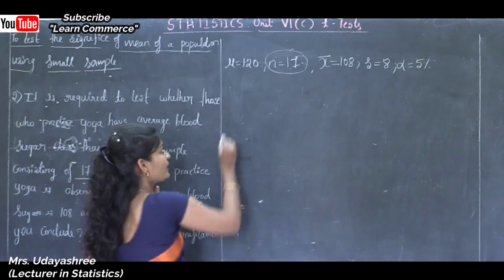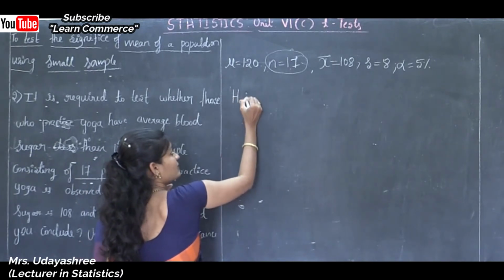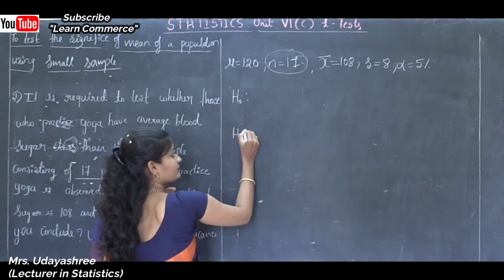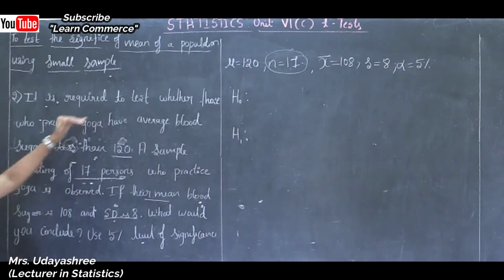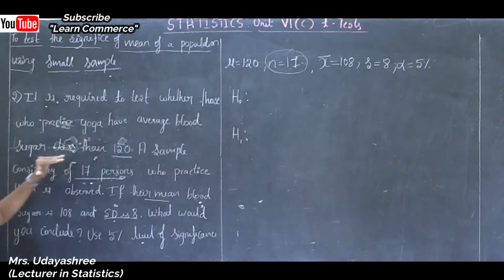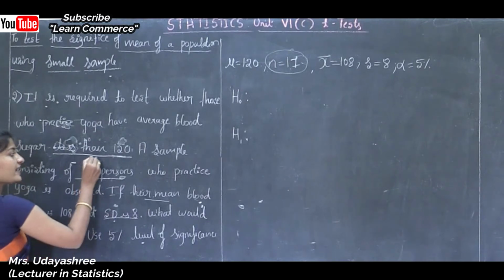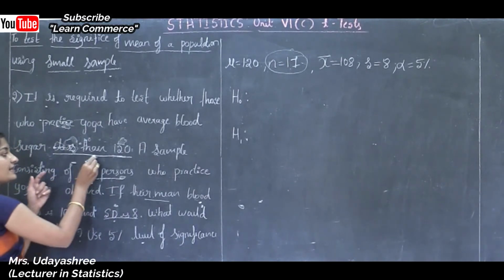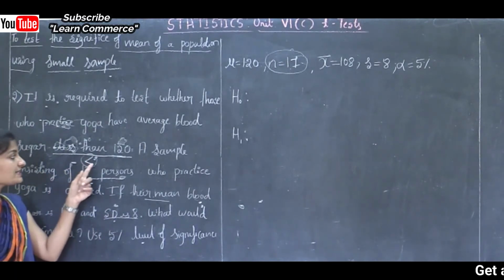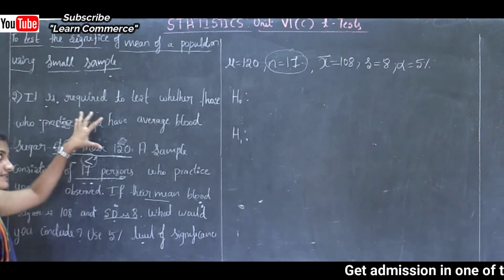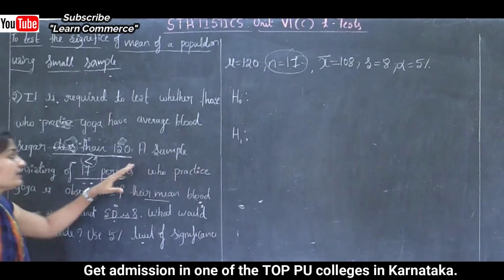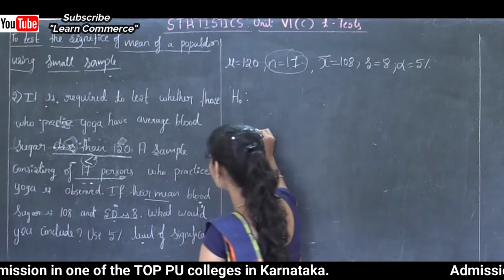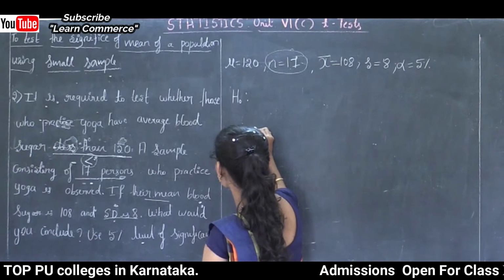What is step 1? Step 1 is H naught and step 2 is H1. In the question, it is required to test whether those who practice yoga have average blood sugar less than 120. The sign is like this, so this is the less-than type. This is the alternative hypothesis, so the given problem is based on the alternative hypothesis. The alternative hypothesis is that blood sugar is less than 120.